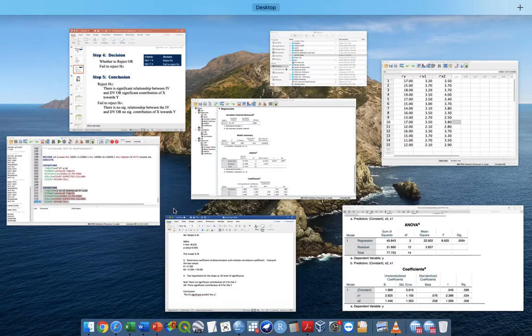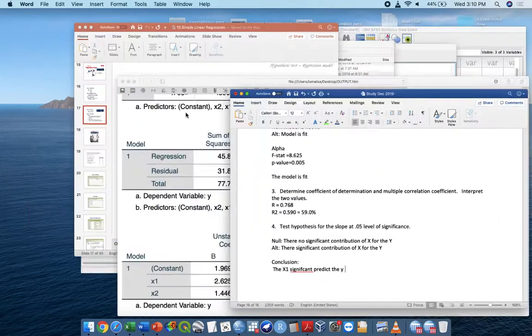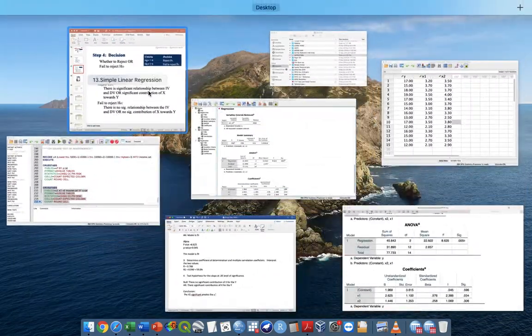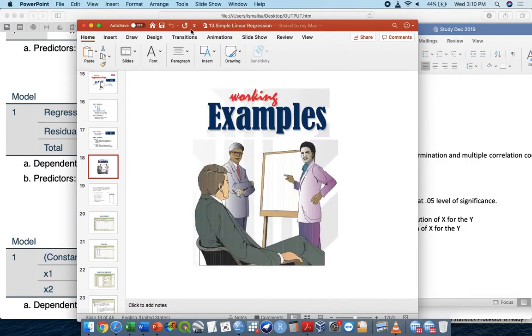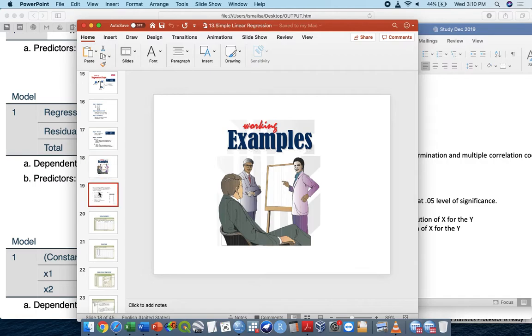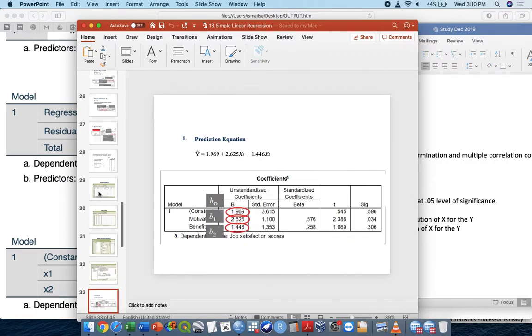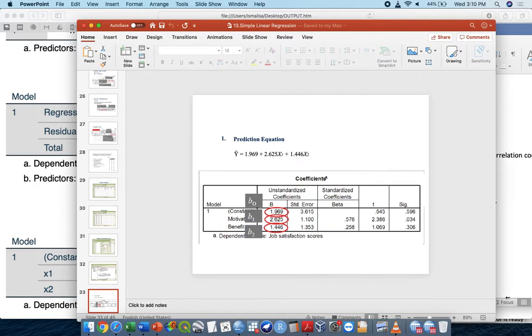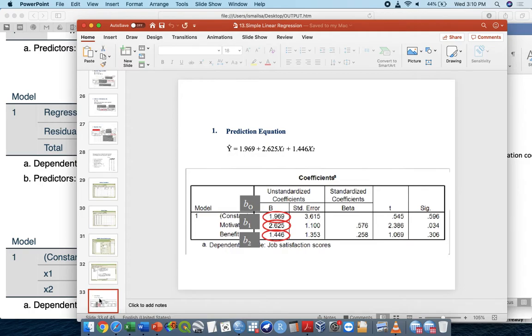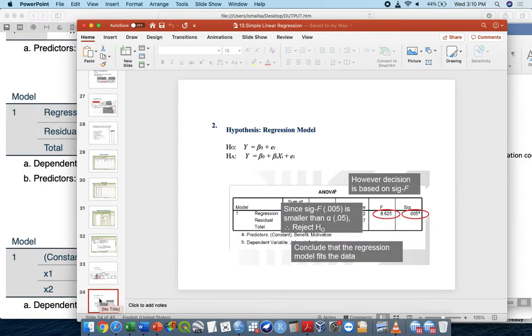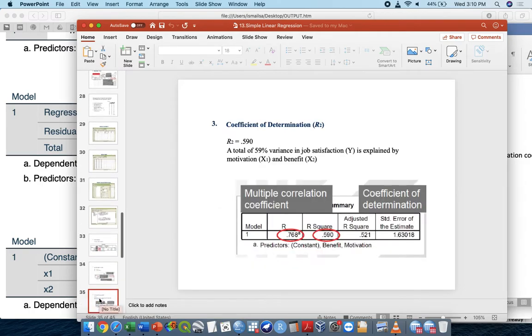After you finish that, if you want to make a revision during your free time later on in your organization, you can just refer back to our notes here, and then you can see it accordingly. This is the example. When you go back to your organizations, you can see this is our prediction equation, similarly to what we did just now. And then we can also go to the regression model. We can say that the regression model fits the data, and that 59% of the variance of the job satisfaction is already explained.